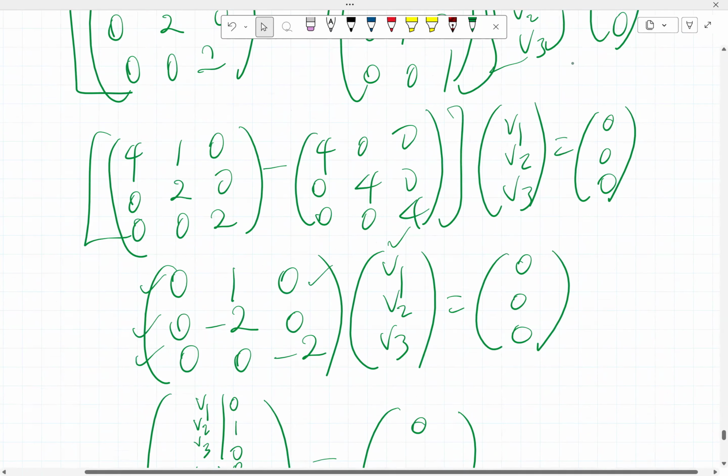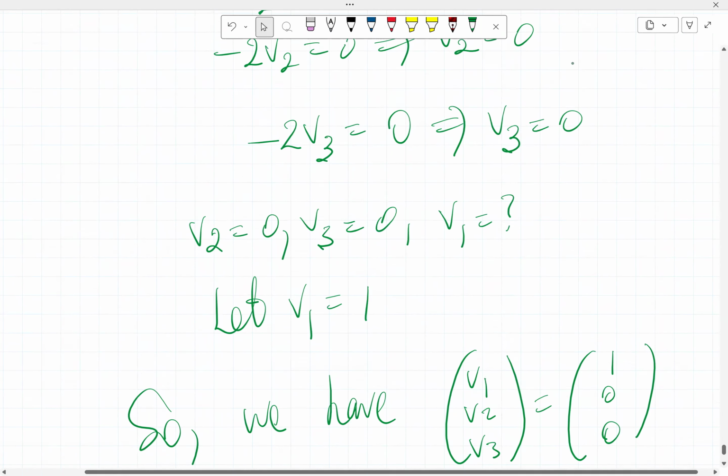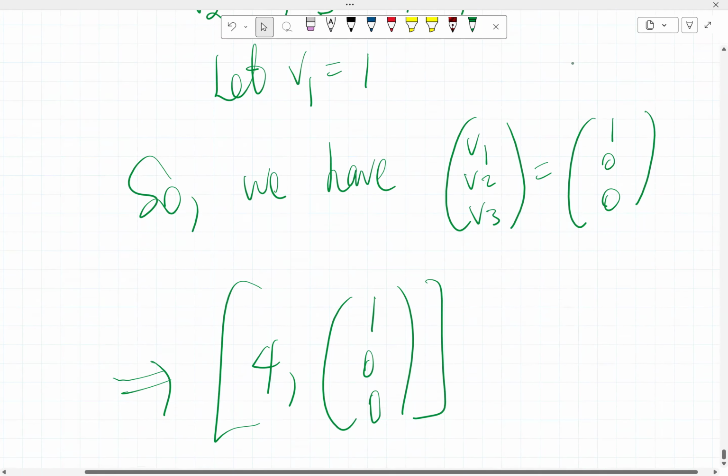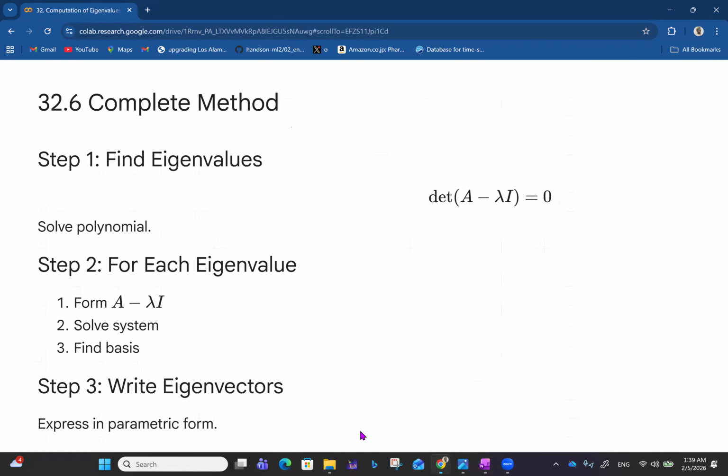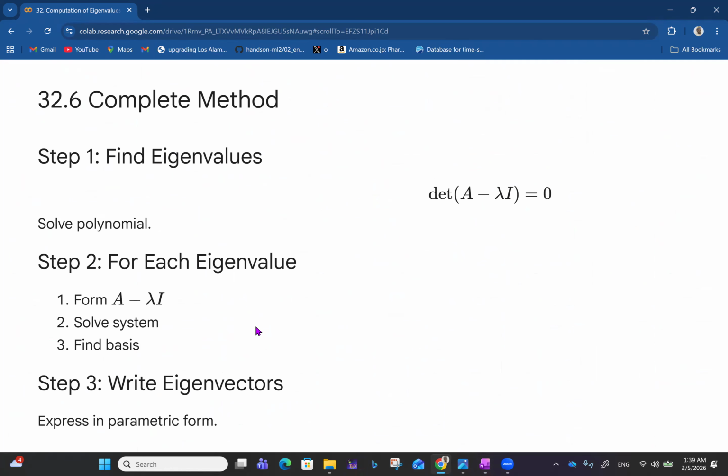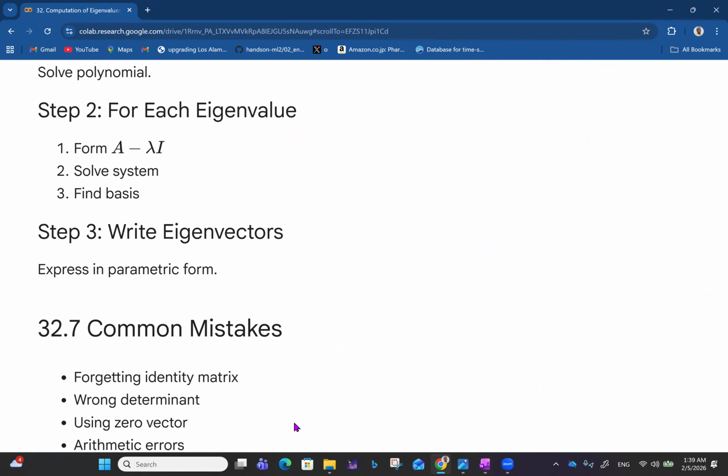So for 4 also, at the end of the day, conclusively, you have v2 and v3 to be 0. So v1 is missing, which means v1 can take any value. So that's why we have this here. It's like you're forming a basis like we did in other cases. Then apart from that, you write the eigenvectors, which you can express in parametric form, like we did.